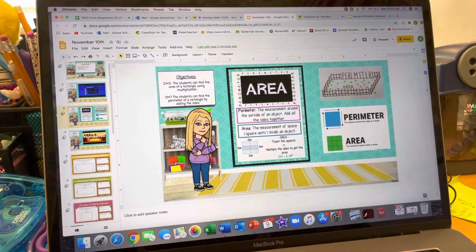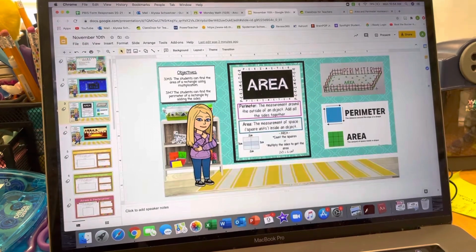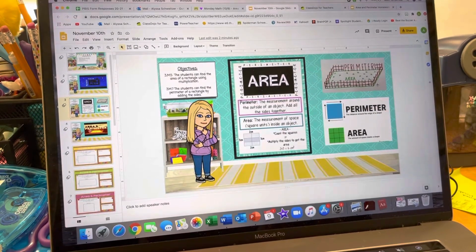I wanted to make a video today showing you how to do area and perimeter in case you missed our Zoom this morning or you forgot how to do it when you got to your homework.